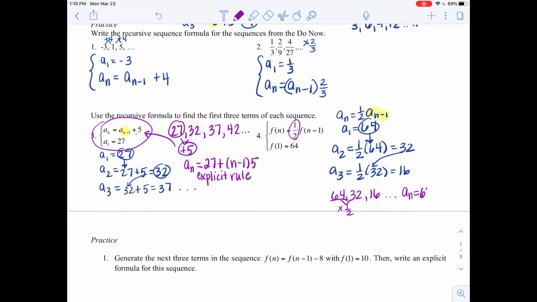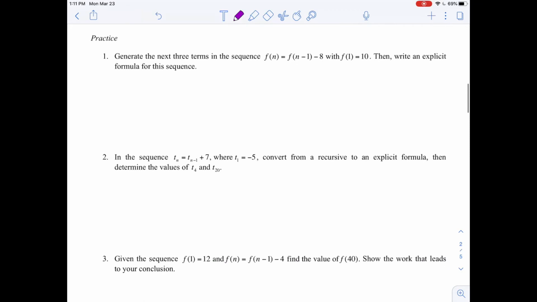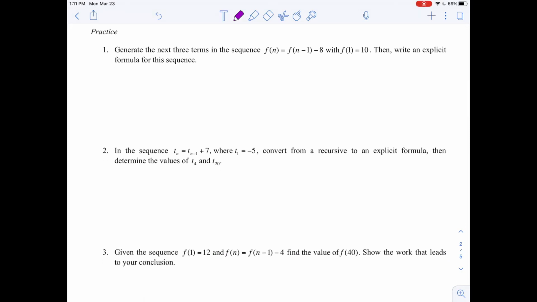So if we make our nth term rule, it's going to be a sub n equals our first term, which is 64, times the common ratio, which is 1/2, raised to the n minus 1. And again, that's the explicit rule. And again, it might benefit you to be able to change that into an explicit formula, so that way you could find any term of the sequence that you're possibly looking for.